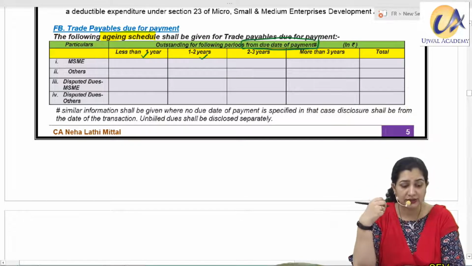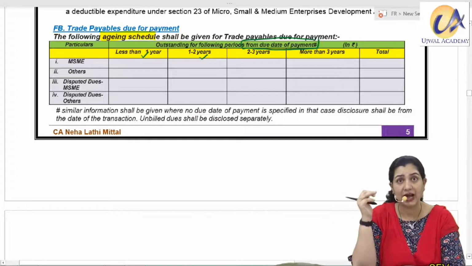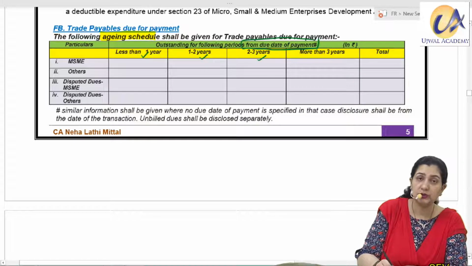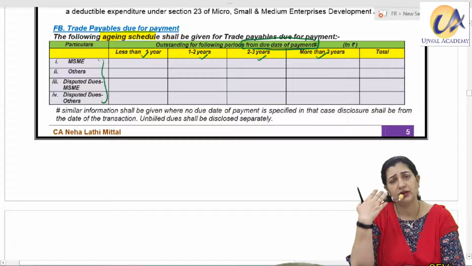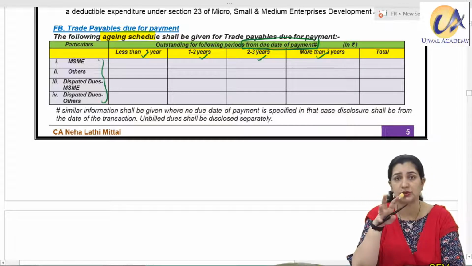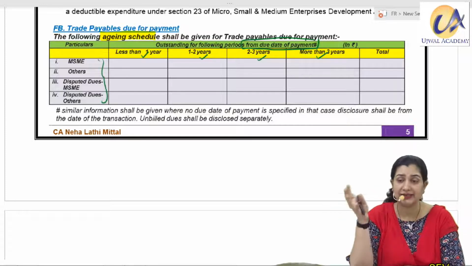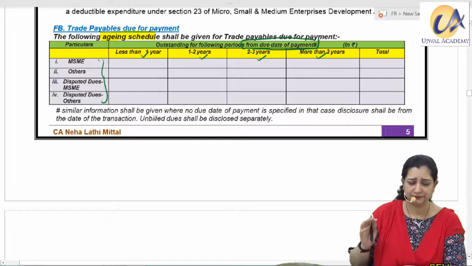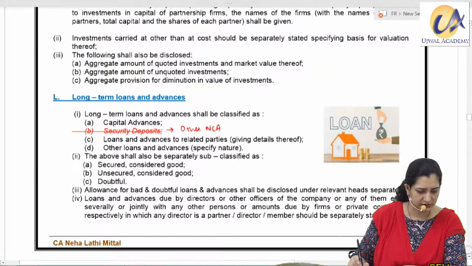Okay, so this will clearly explain that the company is not being able to pay their trade payables in time and how long overdue they have been. Okay, less than 1 year, 1 to 2, 2 to 3, and more than 3 years. And here also you have to give the breakup. Is it for micro, small, medium enterprises, or is it for others? Are they disputed dues, or are they others? I mean, disputes are there, that's why it has not been paid. Whatever the things, you have to give the breakup like this. I hope this is clear. So this is one thing in trade payables. So I hope this is all over.